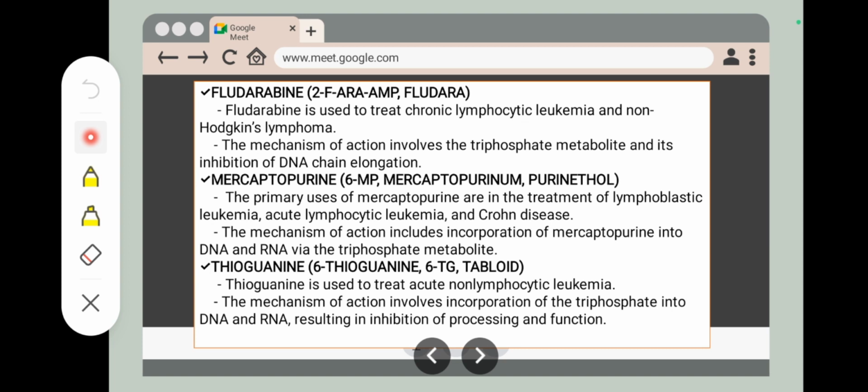Next drug is known as thioguanine, or also known as 6-thioguanine, or 6-TG, also called Tabloid. And this is used to treat acute non-lymphocytic leukemia. And the primary mechanism of action involves incorporation of the triphosphate into DNA and RNA, resulting in inhibition of processing and its function as well.